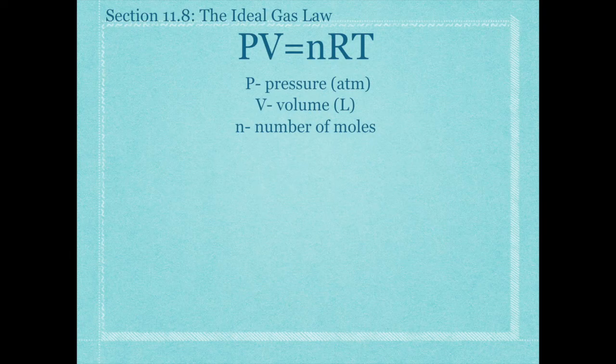The reason why your pressure, volume, number of moles, and temperature have to all be in certain units is because of your R. Your R is your gas constant, and it is 0.0821. Notice the units are atmospheres times liters over moles times Kelvin. And so that's why your pressure needs to be in atmospheres, your volume in liters, your number of moles in moles, and then temperature, T, has to be in Kelvin.